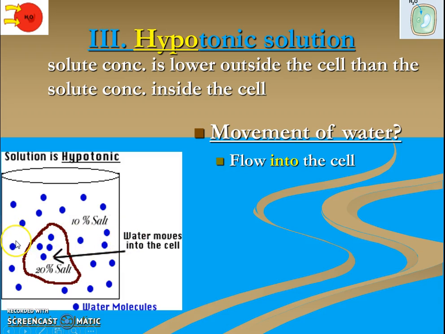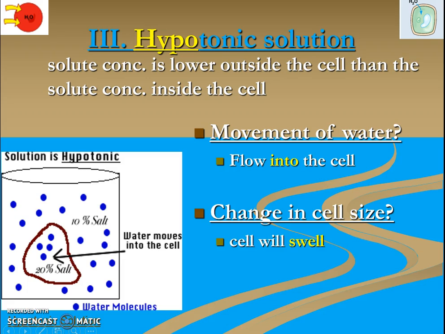What's this going to do to the cell size if water's going and rushing in? Well, if water's rushing in, it's going to swell the cell up. The cell's going to get bigger. Think about that girl from Willy Wonka who becomes a big blueberry. Get really big, right? Which is why I like to call this hypo-hippo. It makes the cell look big like a hippo.